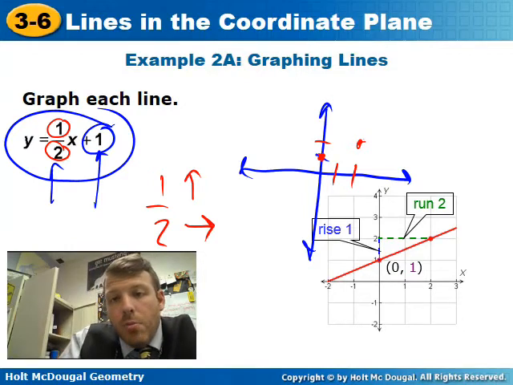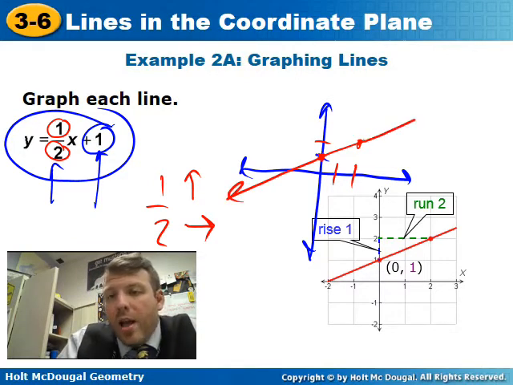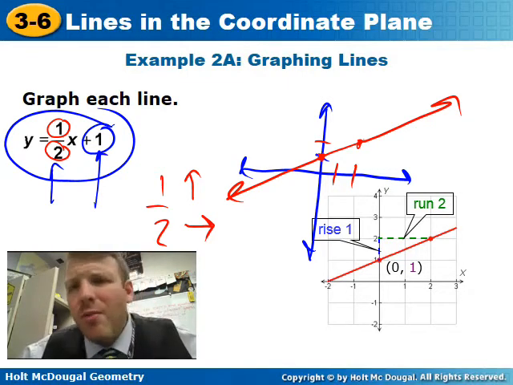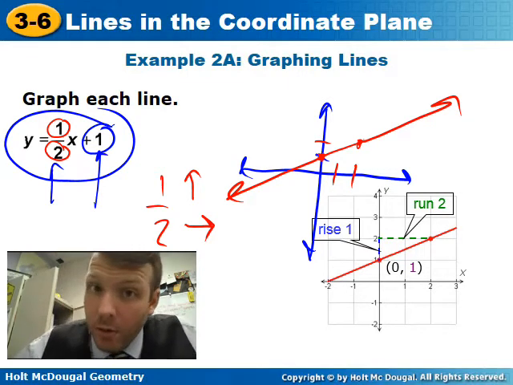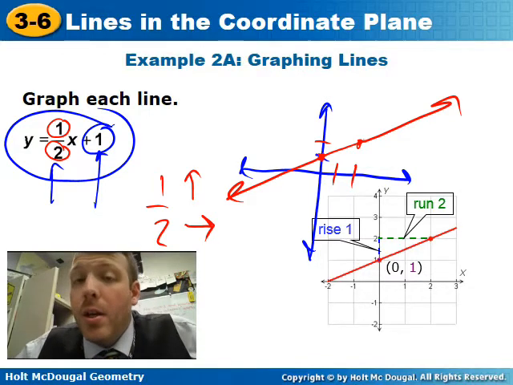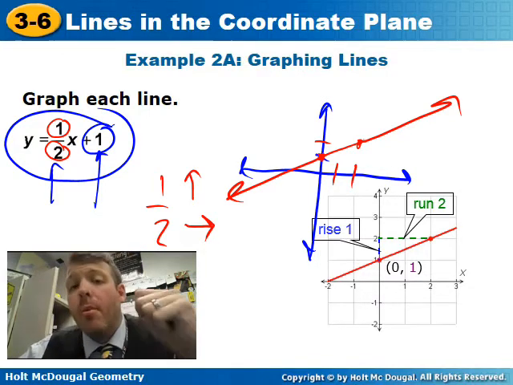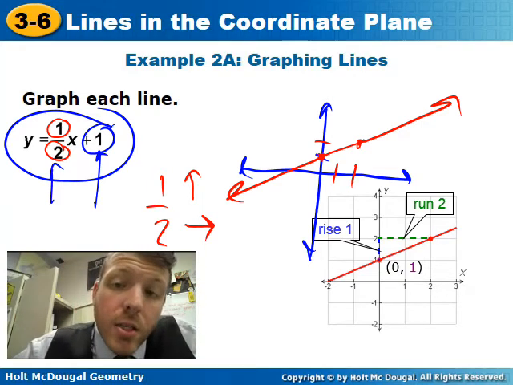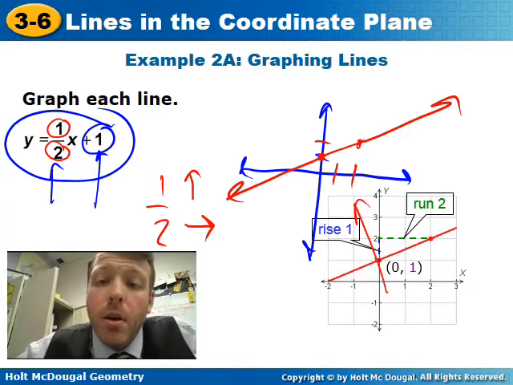And I only need 2 points to make a line. When you were in algebra, the teacher may have said, I need to see 3 points, I need you to go 2 different directions, whatever. It doesn't matter. The reason is that you know that 2 points determine a line. That's a postulate. So in geometry, we only need 2 points to show this. So you need to be able to graph those.